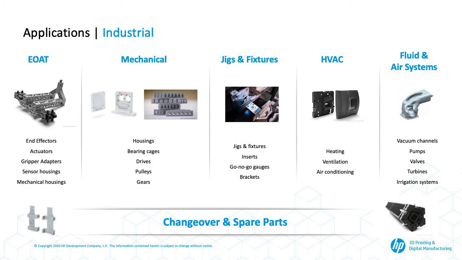So this is one of the ways that within the industrial space, we see 3D printing shine as a hero application. We also see a lot of components when it comes to mechanical. So any kind of mechanical housings, electrical components housings, bearing cages housings, or drives, pulleys, or gears. Another big benefit of 3D printing within the industrial space is, of course, on jigs and fixtures. For those lines where you might need common, easy changes for the products that are passing through the production line, a lot of our customers are leveraging 3D printing for those go-no-go gauges, inserts, and other components that you might have on the production line.